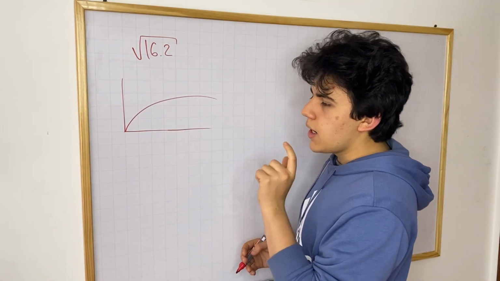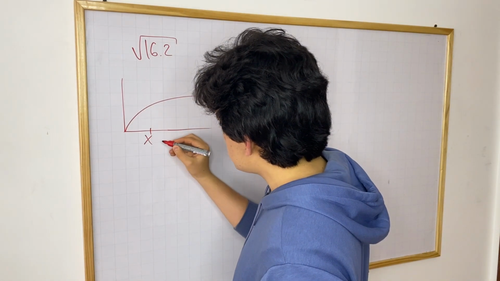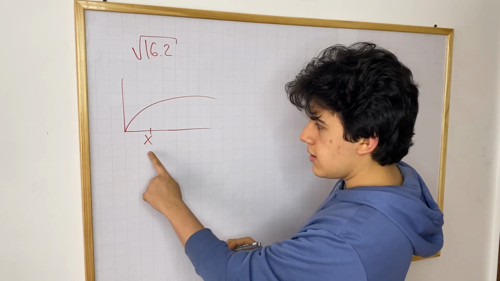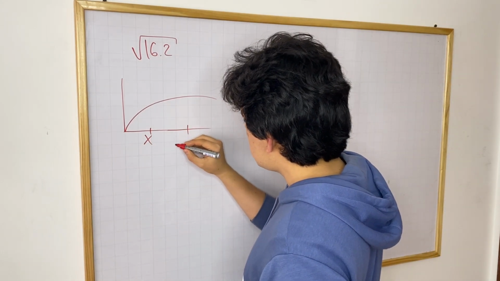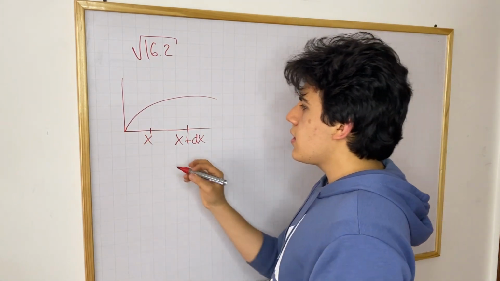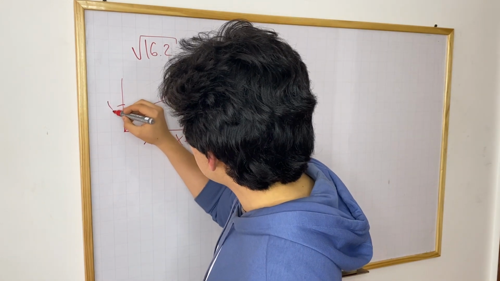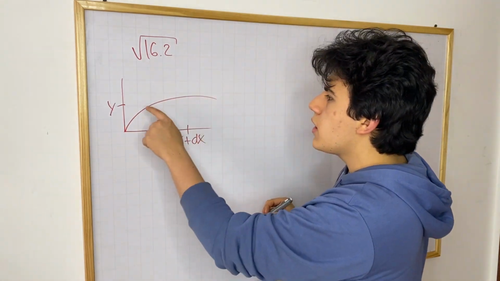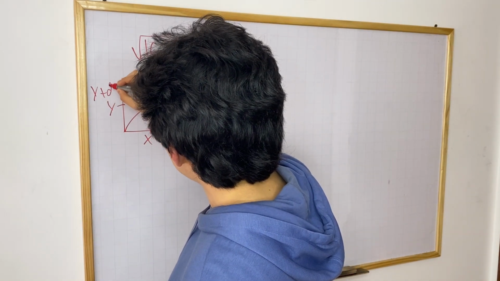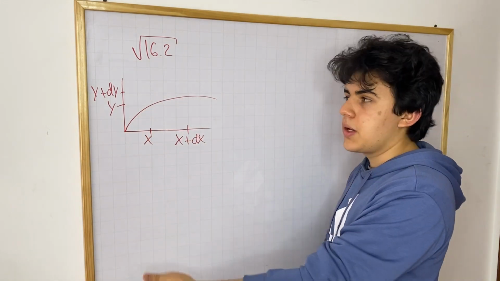Now I'm going to define 4 points. We're going to have an x point, which is going to be here. We don't really care about what value x takes; we're just going to say that this is x. This is x plus dx. This would be y, and over here, very close to y, we would have y plus dy. These are the 4 values that we're going to play with.